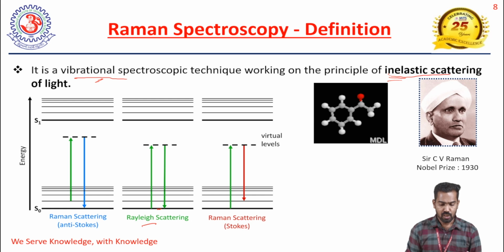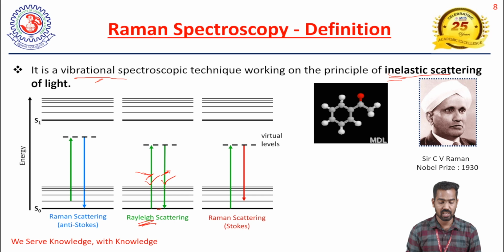So here what you can see is Rayleigh scattering. In Rayleigh scattering, this is the frequency of incident light, and this is the frequency of scattered light. In both cases, the frequency of incident light and the frequency of scattered light have the same energy. That is why this type of scattering is called Rayleigh scattering.